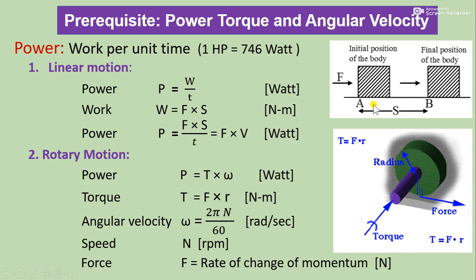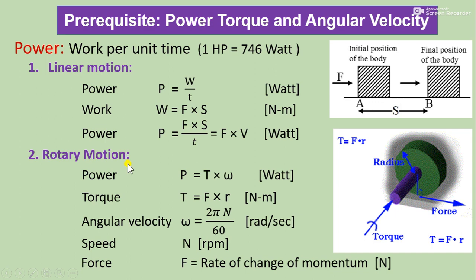For linear motion, we will take an example. This is a block which can be moved by the application of force from position A to position B through distance S. So work in linear motion is force into distance in Newton meter, while power is equal to force into distance divided by time. As distance upon time is velocity, power is equal to force into velocity, in watt.